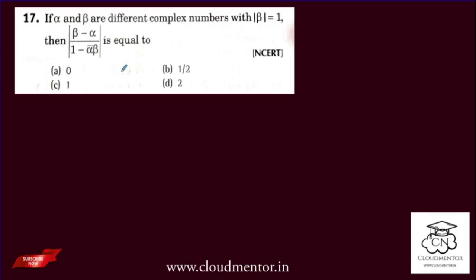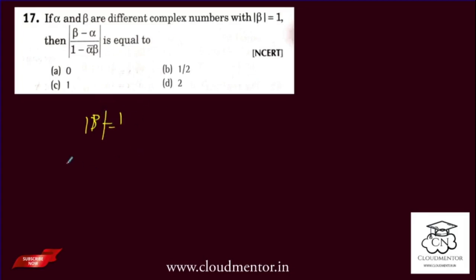If alpha and beta are different complex numbers with the modulus of beta equal to 1, then the modulus of (beta minus alpha) by (1 minus alpha bar beta) is equal to dash. In this question, it is told that the modulus of beta is equal to 1.